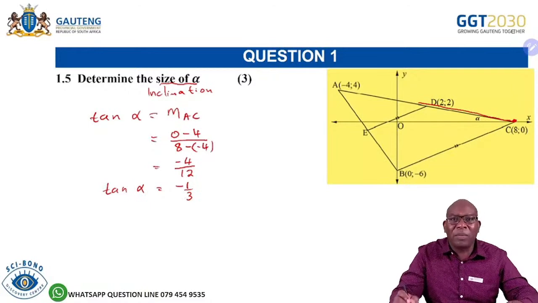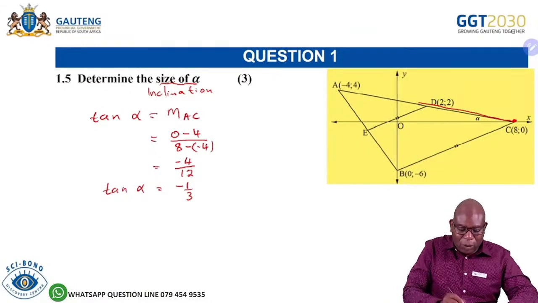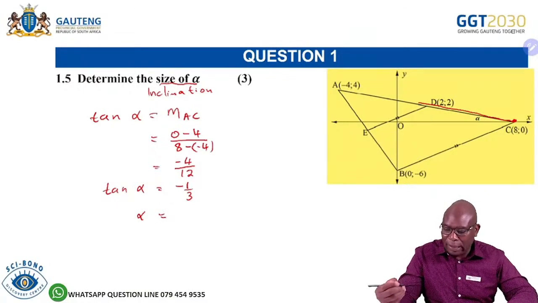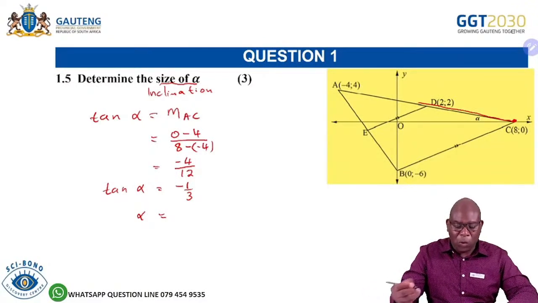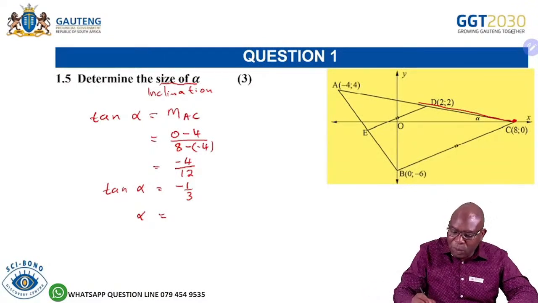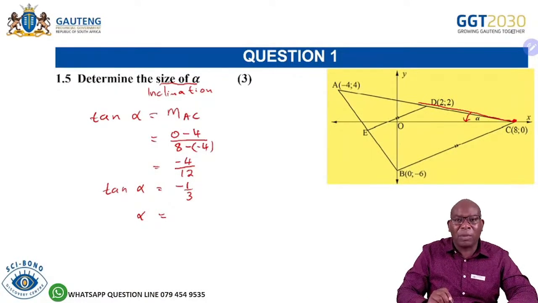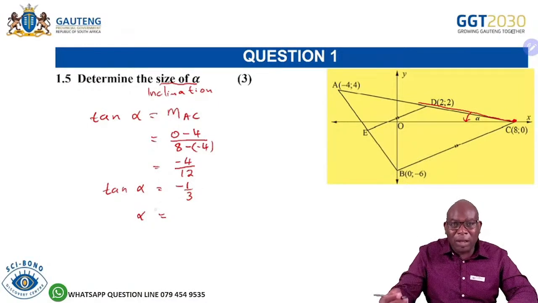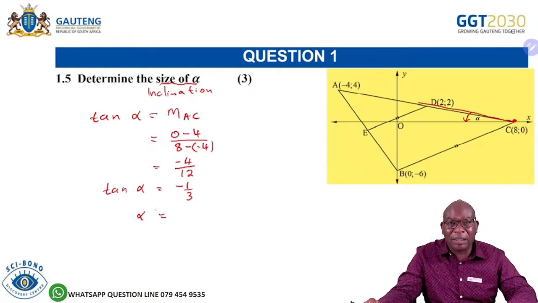But I'm not done, because they wanted the size of that angle, which must be in degrees. So then I can use my calculator and say shift tan 1 over 3, and that angle that I'm going to get there will be, because remember, this is the small angle that we're talking about here. Okay, so now if I say tan alpha and then I don't use the negative, if I use the negative, it means that I must add the 180 degrees.